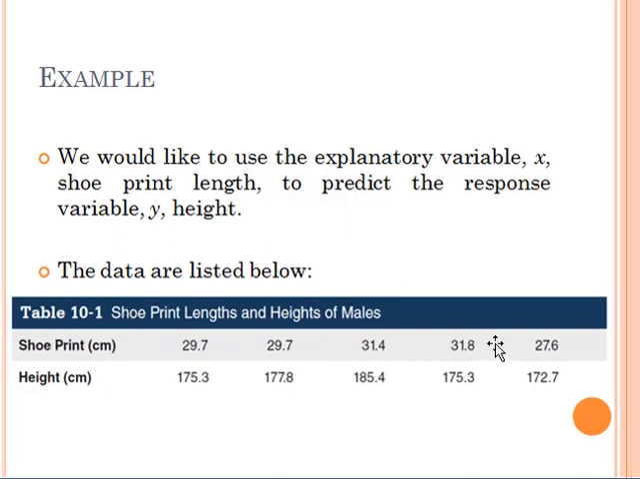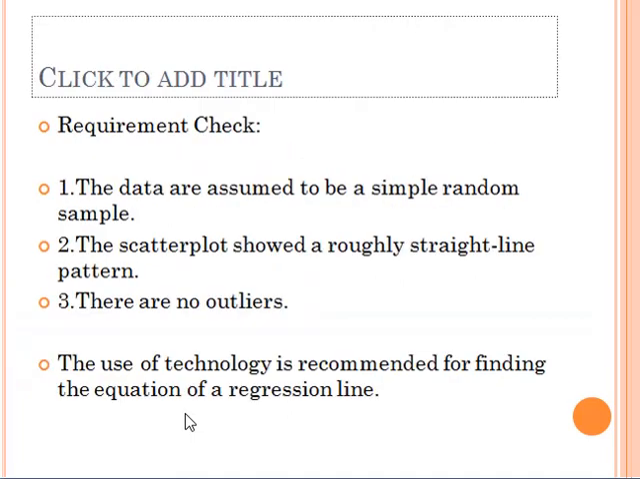In this table you can see that the data is given as follows. In the first row we have different measurements in centimeters for shoe print, and in the second row we have the corresponding heights in centimeters. The first thing is that we need to perform a requirement check on whether we can solve this problem with linear regression or not, right?